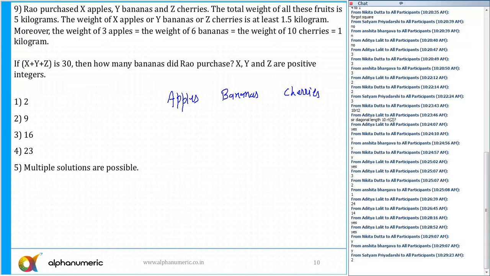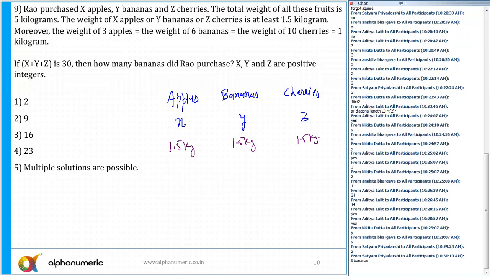So the quantity he has purchased is X apples, Y bananas and Z cherries, and the total weight is 5 kg. The weight of X apples or Y bananas or Z cherries is at least 1.5 kg. So we purchased minimum 1.5 kg of this, 1.5 kg of this and 1.5 kg of this. Total we have purchased 5 kg, so 0.5 we also need to identify. We also know that X plus Y plus Z is equal to 30. Then how many bananas did Rao purchase?